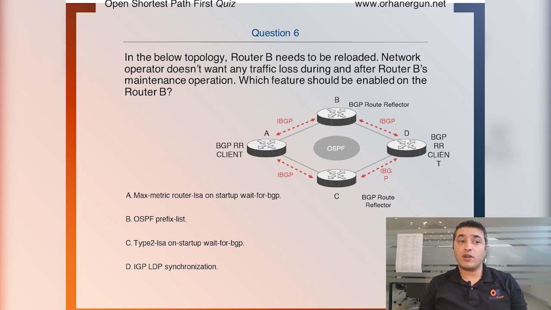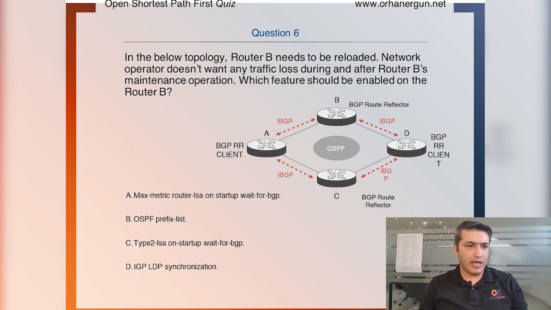Network operator doesn't want any traffic loss during and after router B's maintenance operation. Which OSPF capability should be enabled on the router B? Let's have a look at what we have here. We have four routers A, B, C, D, okay?